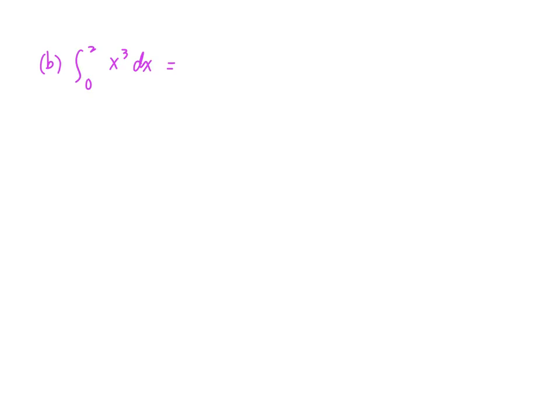Alright, let's find the definite integral of x cubed with respect to x from 0 to 2. First, the integral of x cubed will be x to the 4th over 4. We will evaluate this from 0 to 2. So it means 2 to the 4th over 4 minus 0 to the 4th over 4, which is just 0. So really, this is just 4.